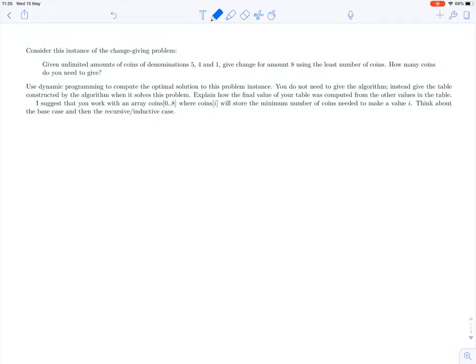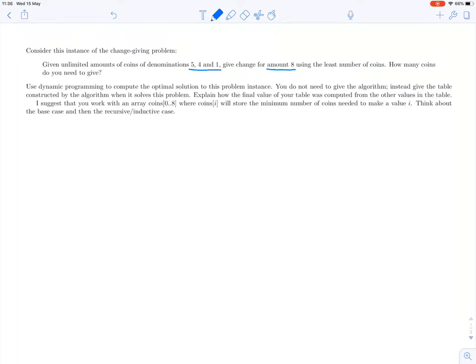Okay, so this is a dynamic programming question, and it's about the change giving problem. We've got a currency where the denominations of coin are 5, 4 and 1, and we're being asked to give change of amount 8. The problem we have to solve is what is the minimum number of coins required to give this change, and we need to compute it using dynamic programming.